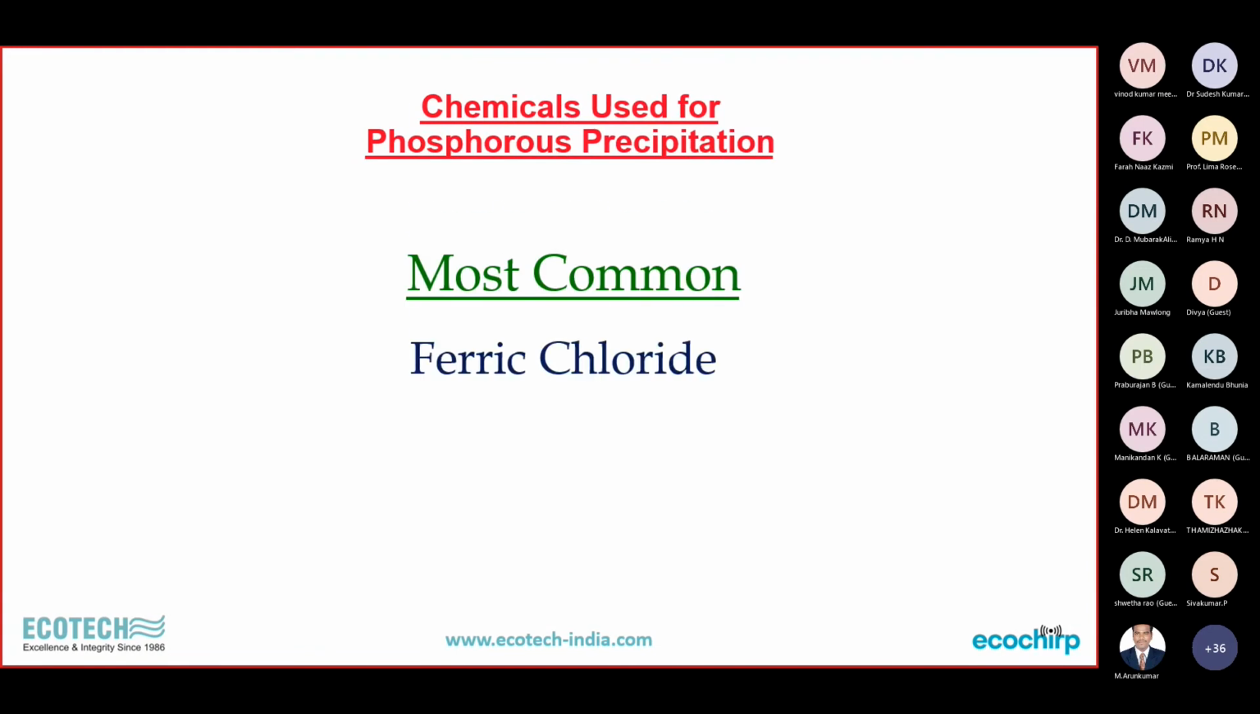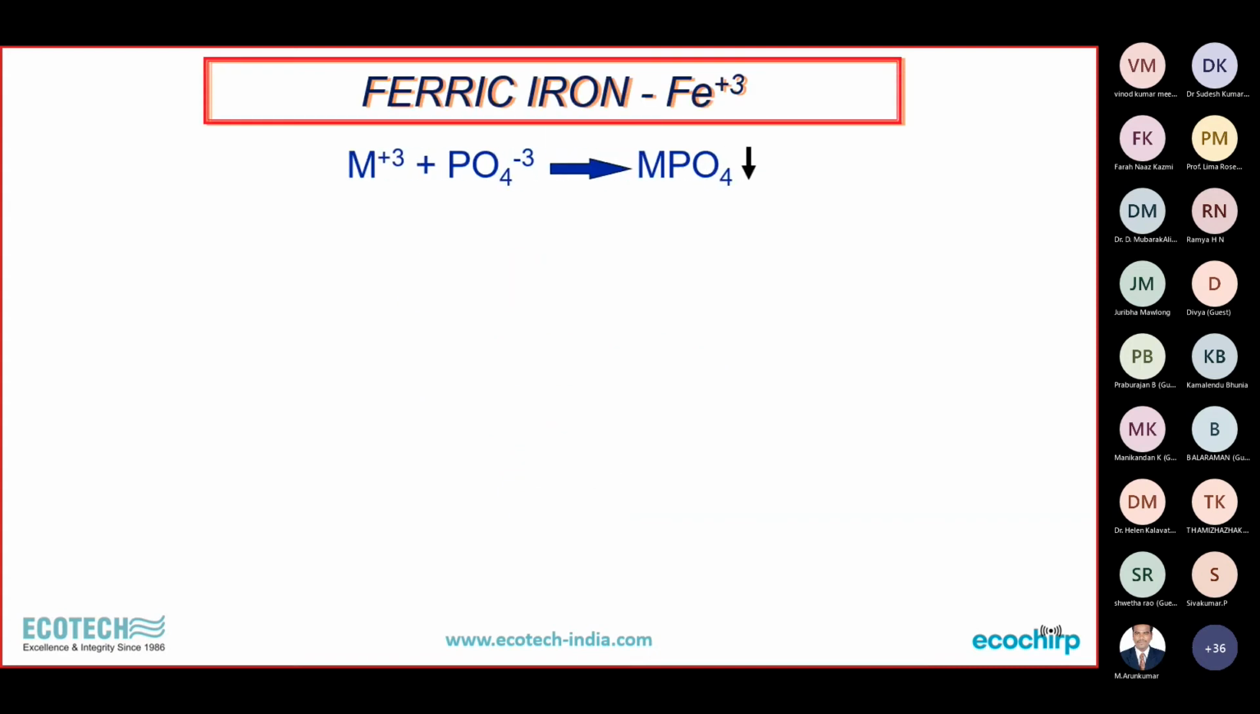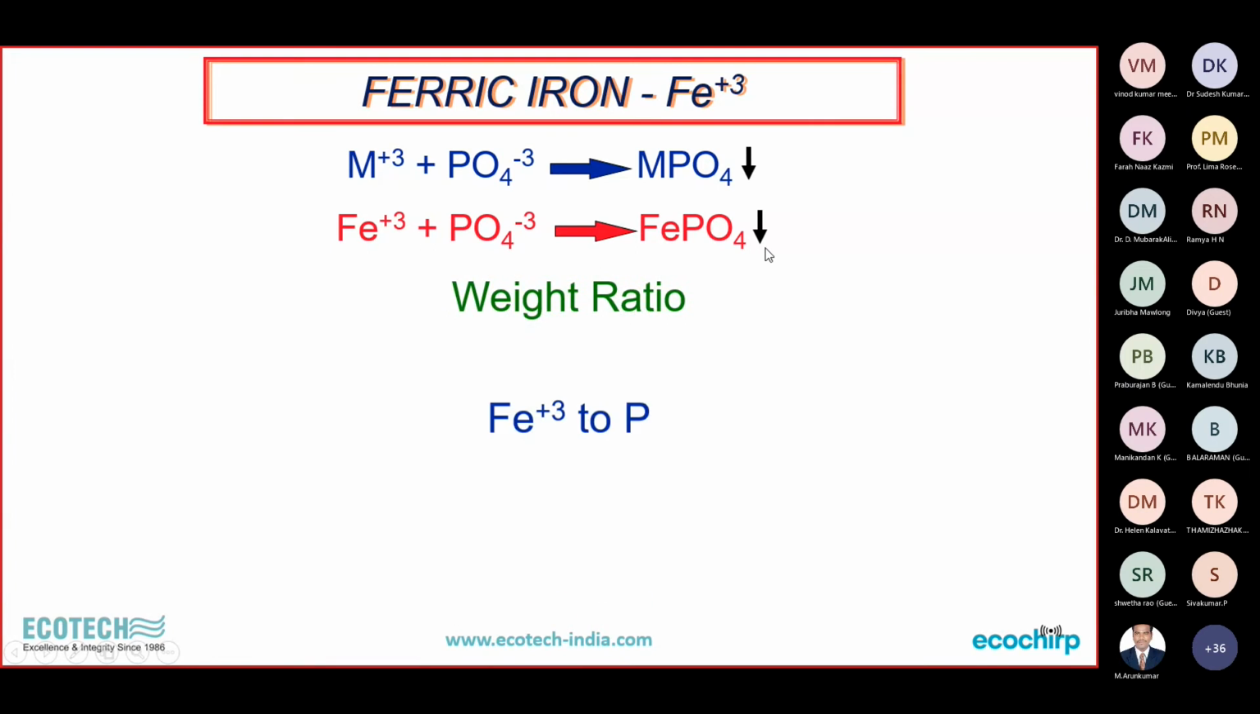What are the chemicals used for phosphorus precipitation? Most common, ferric chloride, as I said, ferrous chloride, alum, and PAC, polyaluminum chloride. Polyaluminum chloride is a long chain alum, in fact. It's much more efficient, certainly. Ferric ion, Fe3+, metal plus phosphate becomes metal phosphate, which precipitates as ferric phosphate. Weight ratio. What is the weight ratio? Fe3+ to phosphorus, 1.8:1 is what is required.